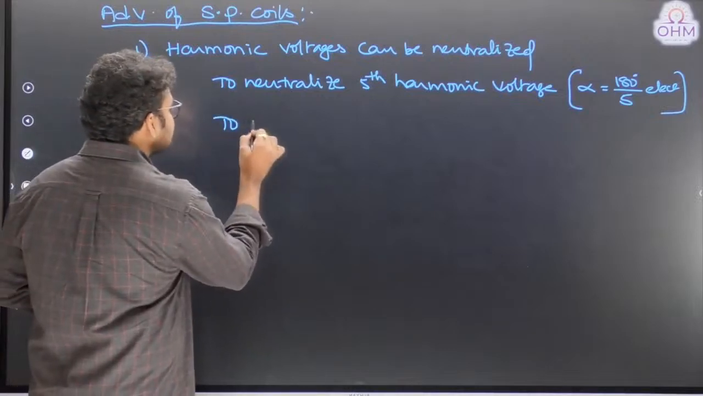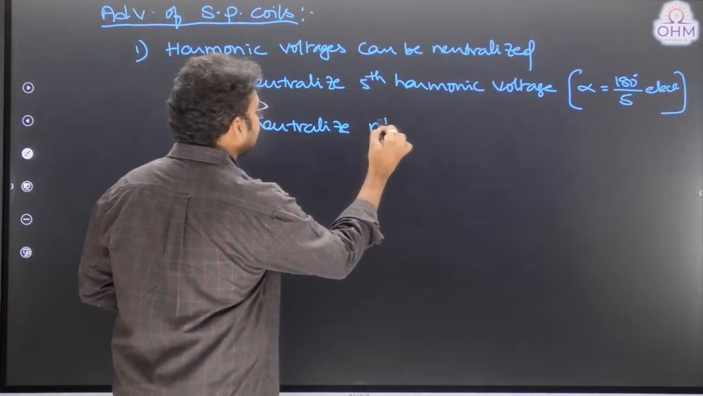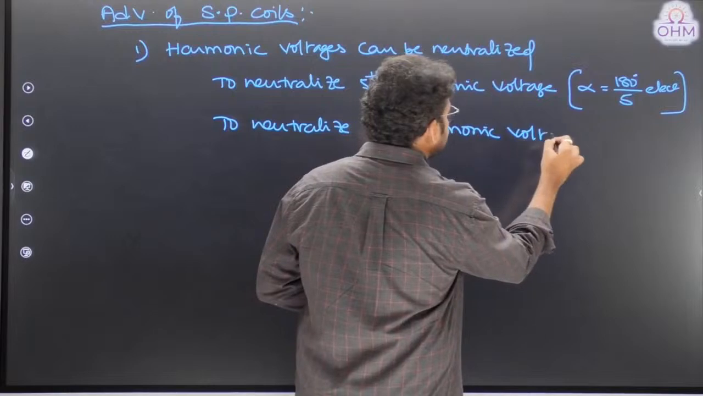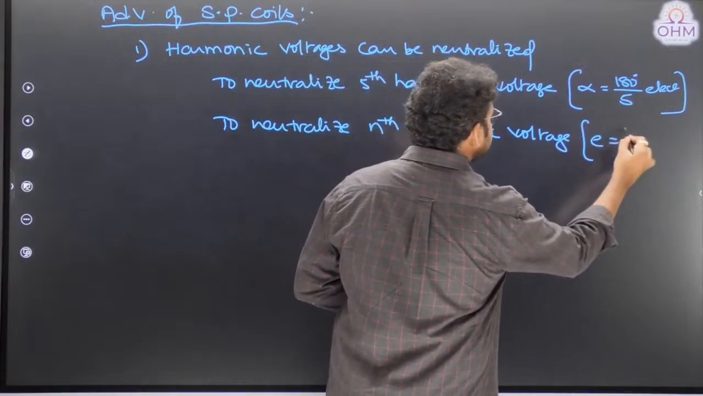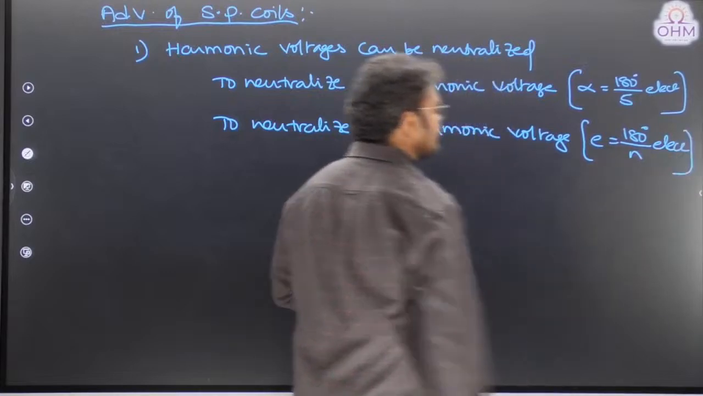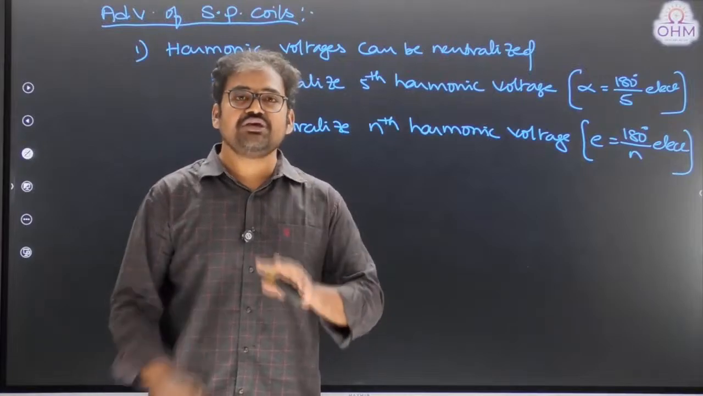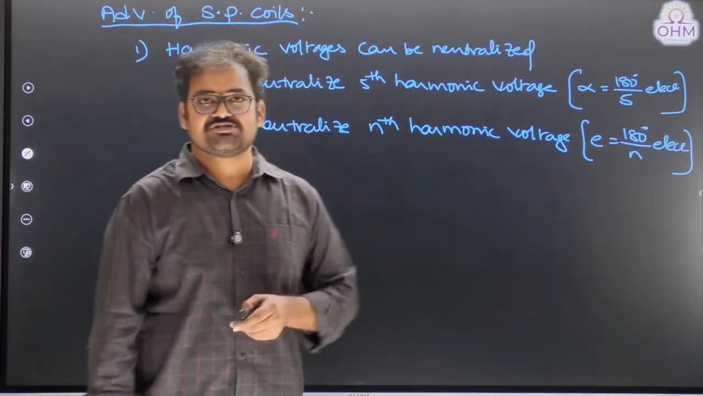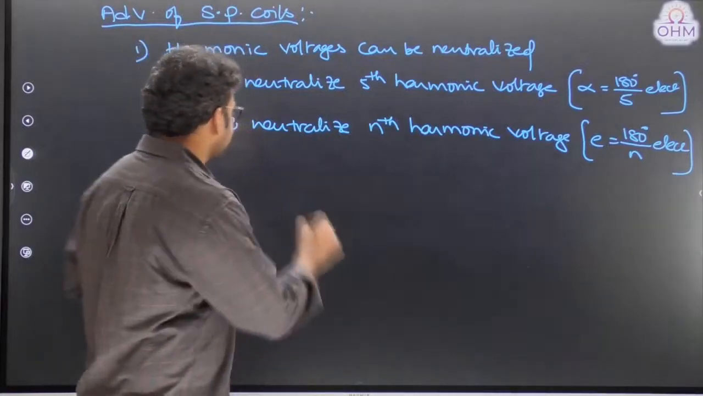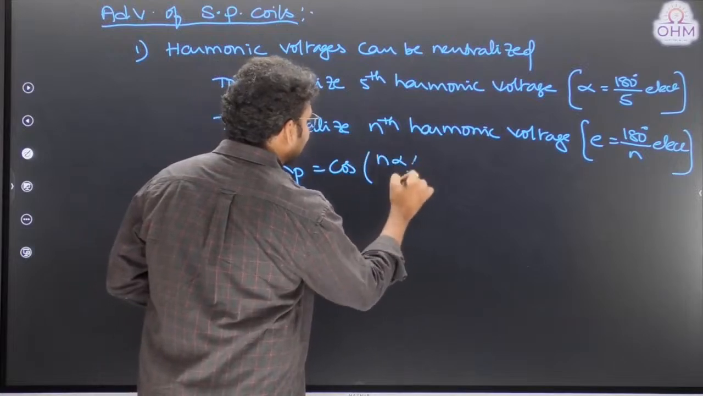Similarly, what is the short pitch angle to neutralize nth harmonic voltage? To neutralize nth harmonic voltage, the short pitch angle required is equal to 180 degrees by n electrical degrees. That's all. By using a suitable short pitch angle, we can neutralize harmonic voltages. And what is the formula for pitch factor with respect to harmonic voltages? Kp is equal to cos n alpha by 2.